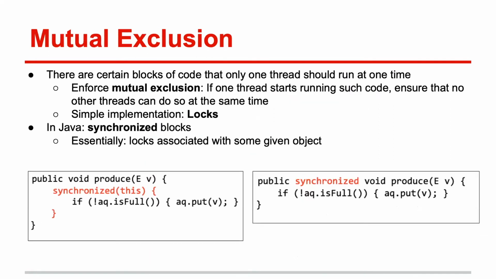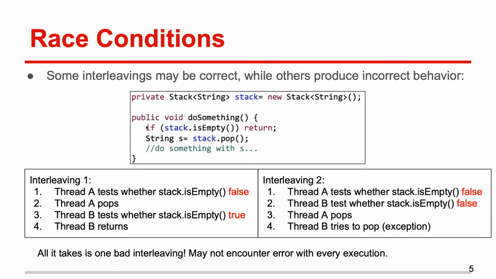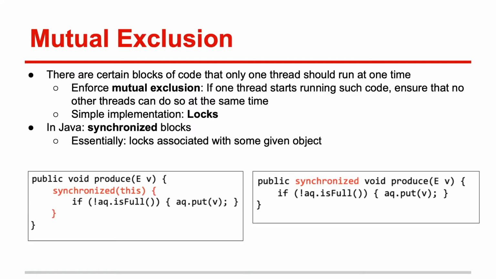So we want to have some way of preventing this. We do this through something called mutual exclusion, which is the idea that there are blocks of code that two threads should never run at the same time. For the previous example, our critical section that we want to prevent threads from running at the same time is this method body. If one thread tries to enter that, we want any other threads to be unable to run it at the same time. One simple way of doing this is with locks.